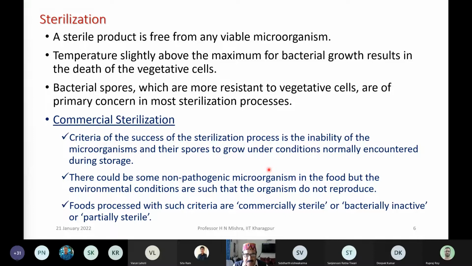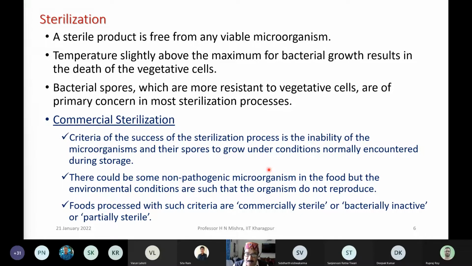So in commercial sterilization, this is what we normally take care of. Also, there are certain microorganisms which may be pathogenic, such as thermophilic bacteria. They require a temperature of 55 degrees Celsius or so for their growth, and they are toxin producing, but only when they grow will they produce toxin. These include Clostridium botulinum, Bacillus stearothermophilus, etc. These bacteria are problematic only when they grow.